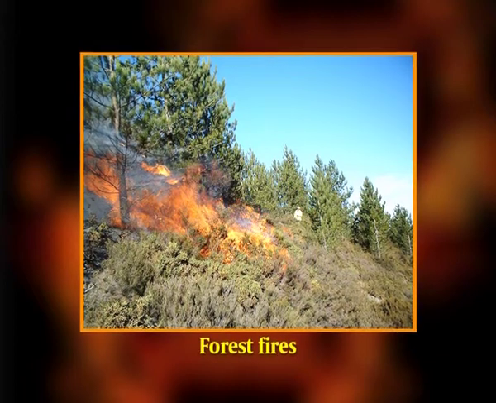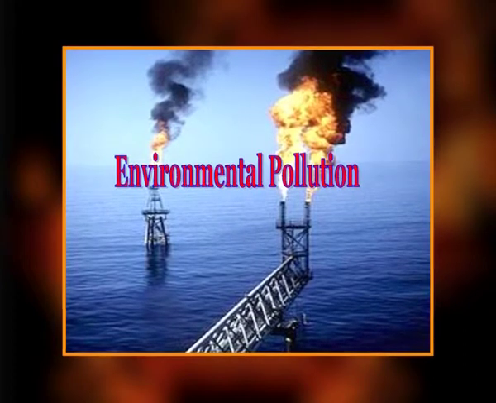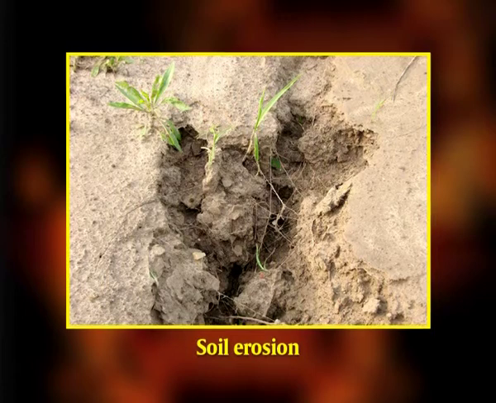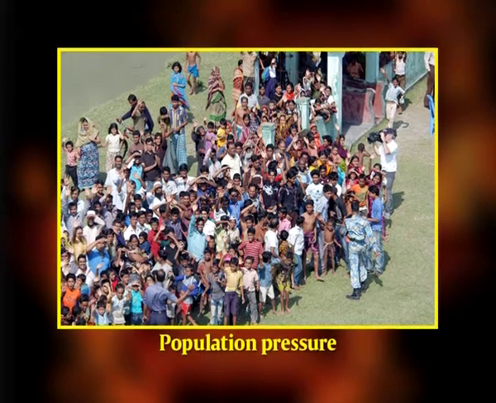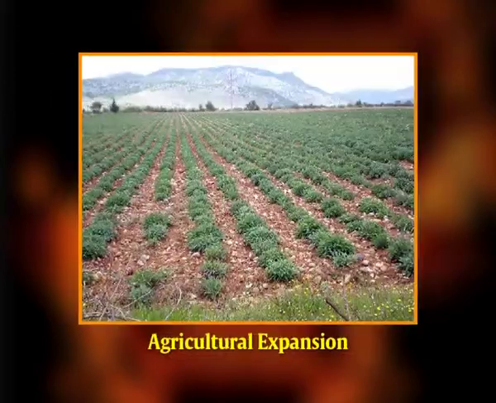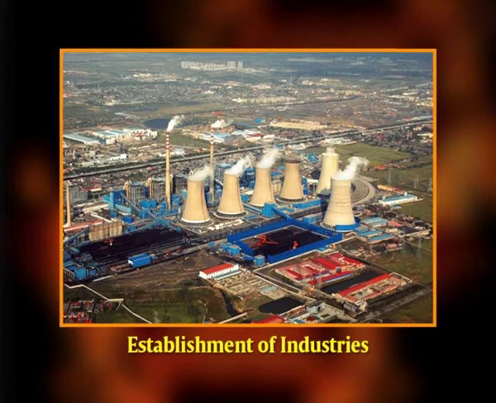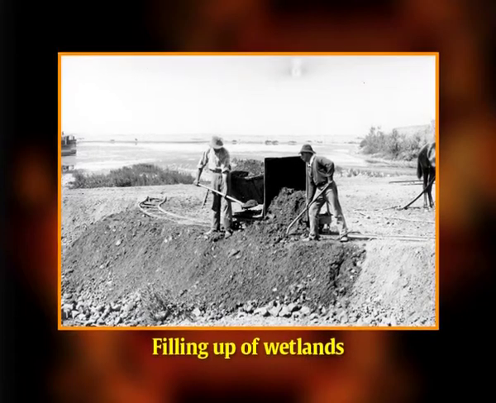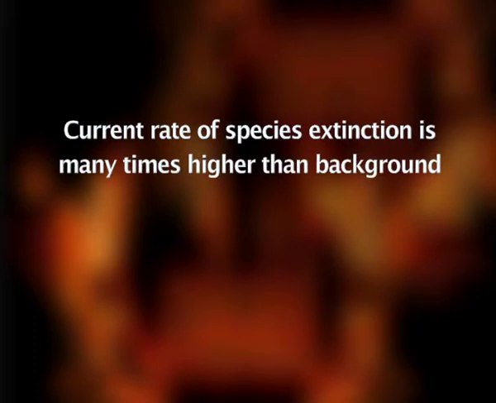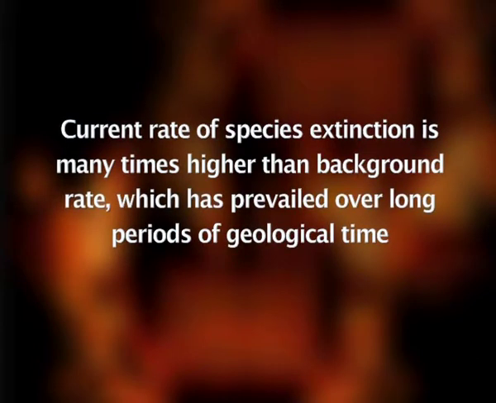Forest fires including anthropogenic causes. Environmental pollution and release of toxic substances. Soil erosion and loss of soil nutrients. Population pressure and unequal distribution of the resources. Agricultural expansion, spreading urbanization and establishment of industries, loss of traditional knowledge and filling up of wetlands. The current rate of species extinction is many times higher than the background rate which has prevailed over long periods of geological time.